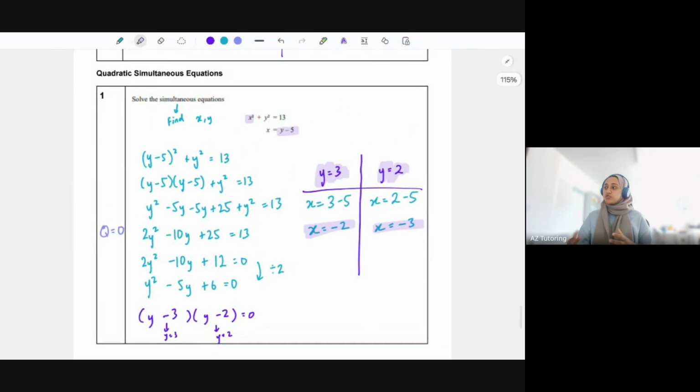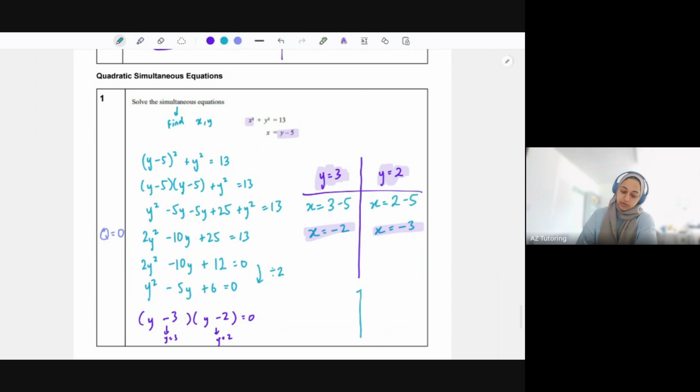Now I just want to give you some extra information about this. We've got the equation of a circle. That top one here is x squared plus y squared equals 13. Let's just say it looks like this. And we've got x equals y minus 5, which is just a linear equation. I'm just going to give a guess. Let's just say it crosses a circle just like this.